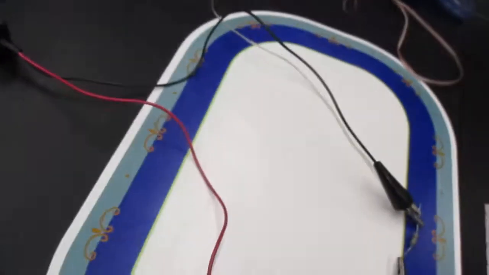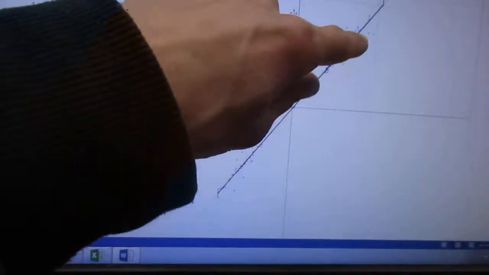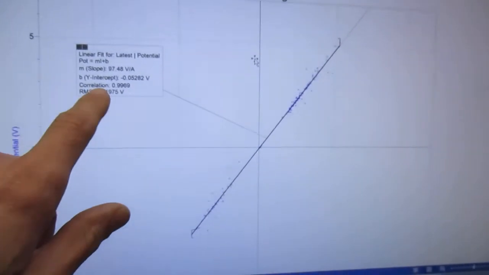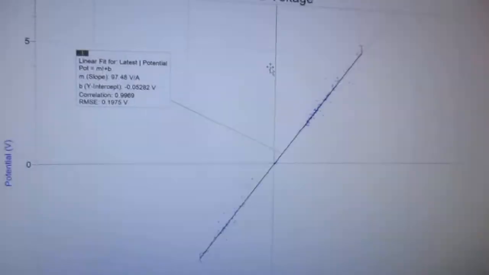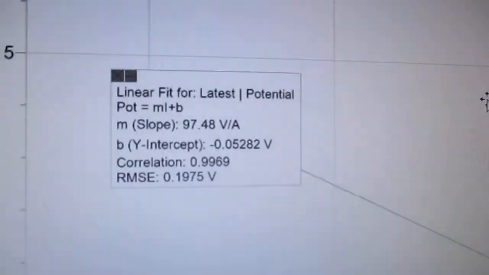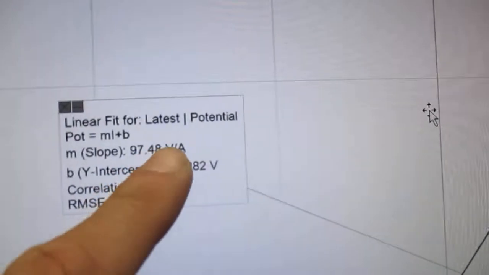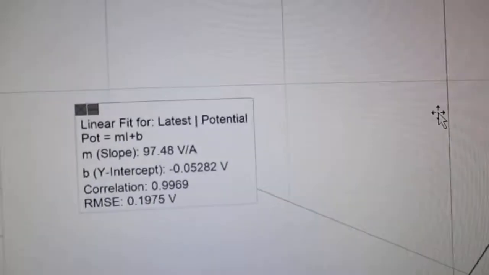Okay, so that inputs our data here, so let's take a look at it. And we notice that this data is very linear. It has an R value of 0.9967, so our R squared is going to be pretty good. And our slope is our resistance value, so 97.48 ohms is going to be the value of our resistor.